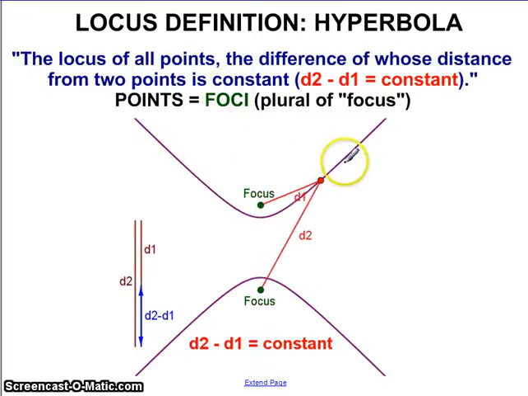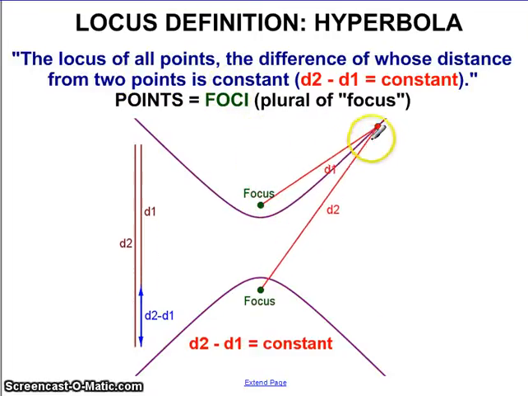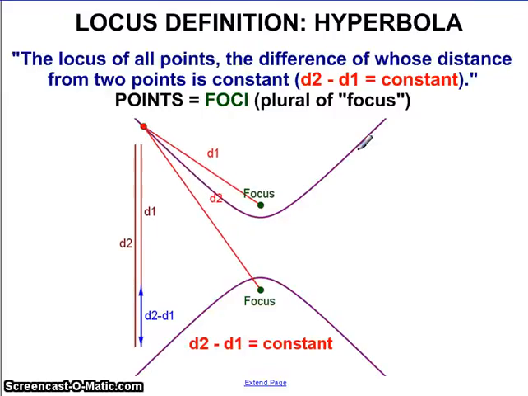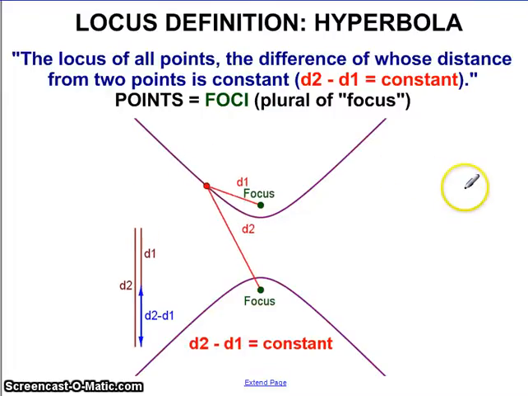So if I have a point along my hyperbola, and I measure the distance from that point to both foci, the difference between those lengths is going to be constant.